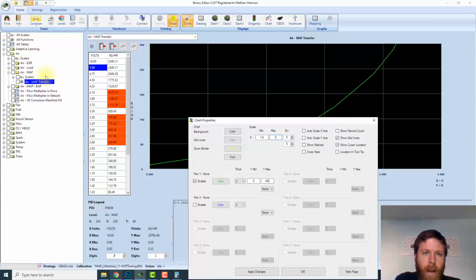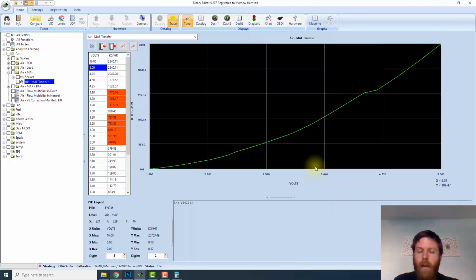And then on the y-axis, which is my airflow, what's kind of my range? Well, 5 is at 2340. So my upper, I'll put 2340, and 1.6 is at 144. So I'll put 144. Apply changes. And so now I can see that's the part of my MAF curve that I've really been working on. And this stuff through here looks pretty good. That's where we made a lot of changes, pretty smooth.